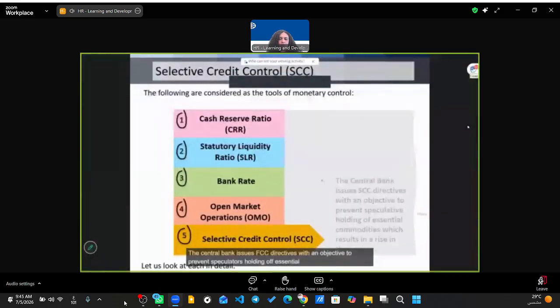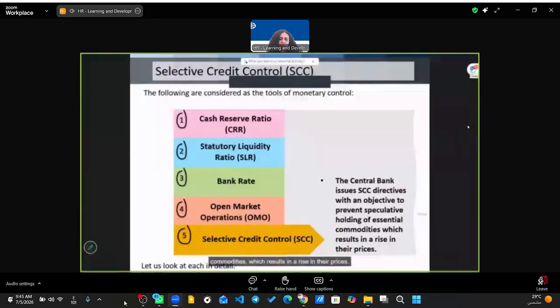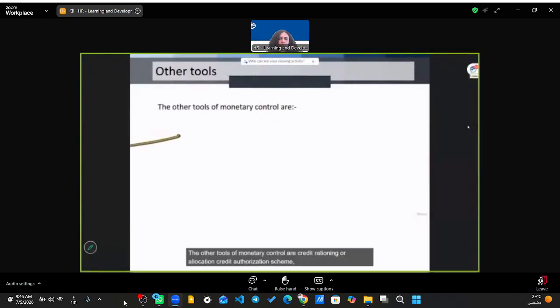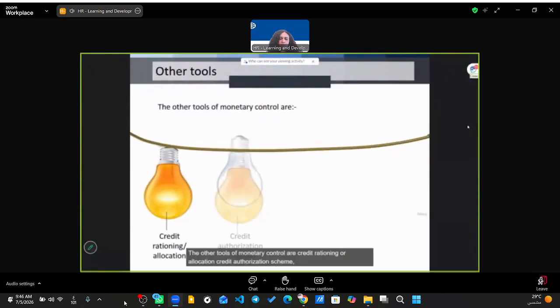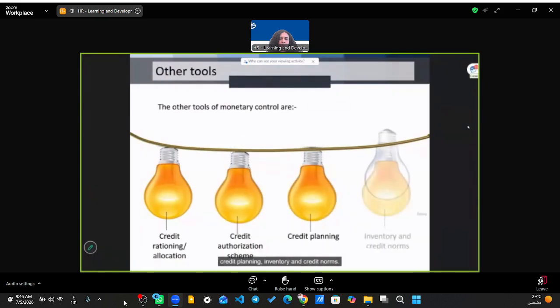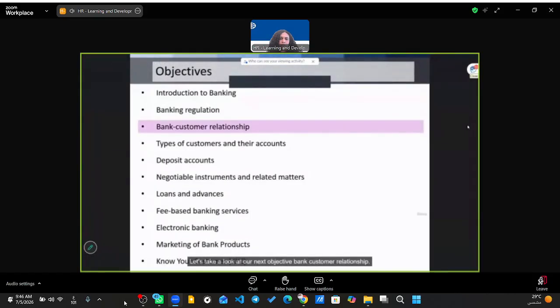The central bank issues SCC directives with an objective to prevent speculative holding of essential commodities, which results in a rise in their prices. The other tools of monetary control are credit rationing or allocation, credit authorization scheme, credit planning, inventory and credit norms. Let's take a look at our next objective, bank-customer relationship.